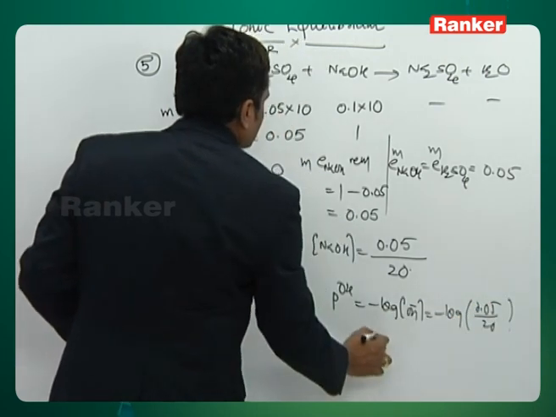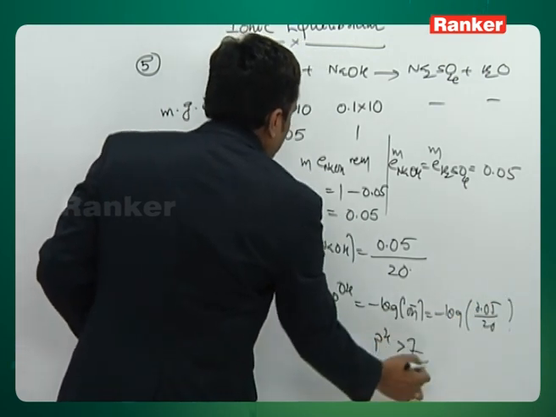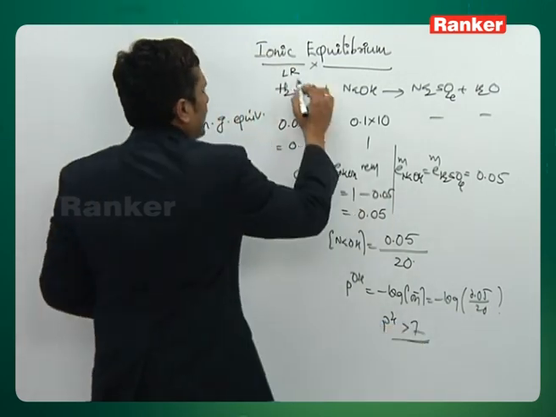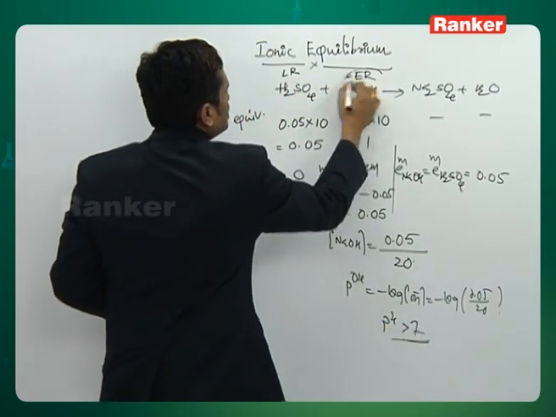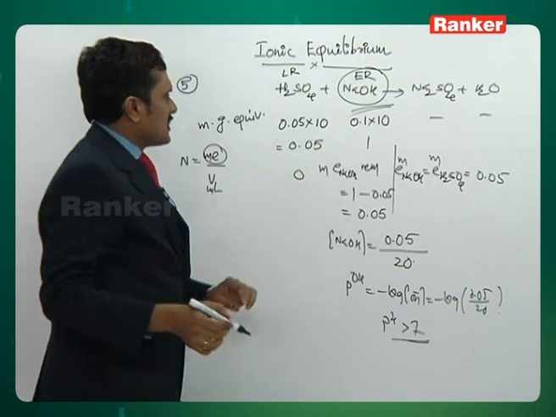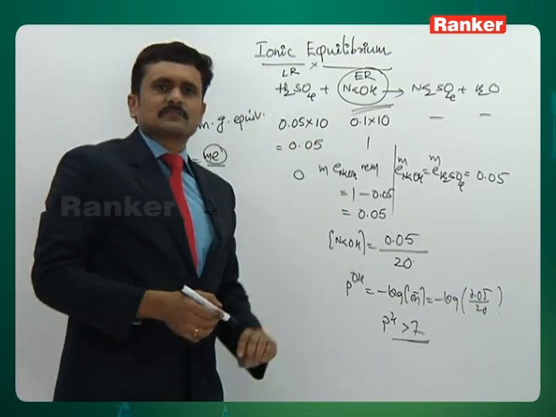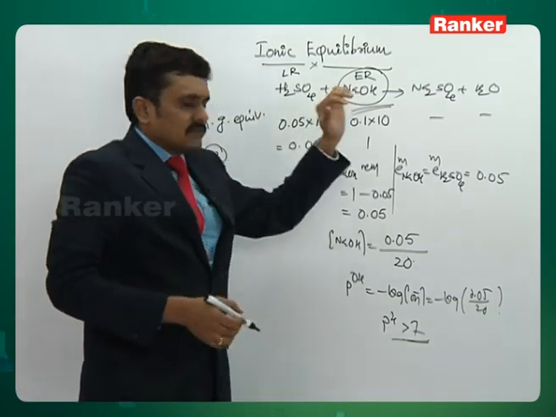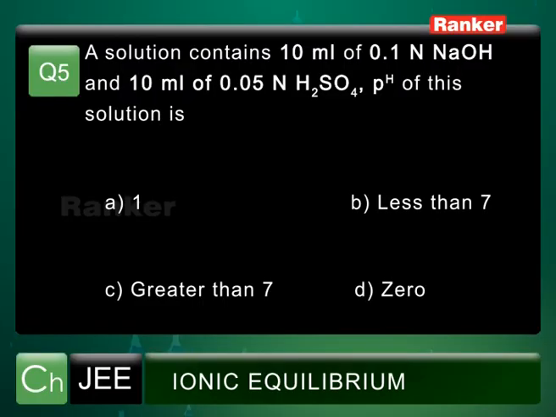Now when I am doing this, I will be getting the pH value greater than 7, because in my solution I have this as the excess reagent. That means the solution has the excess base ions present, so therefore the pH will tend to be greater than 7. So the right answer for this question is option C, that is the pH value greater than 7.